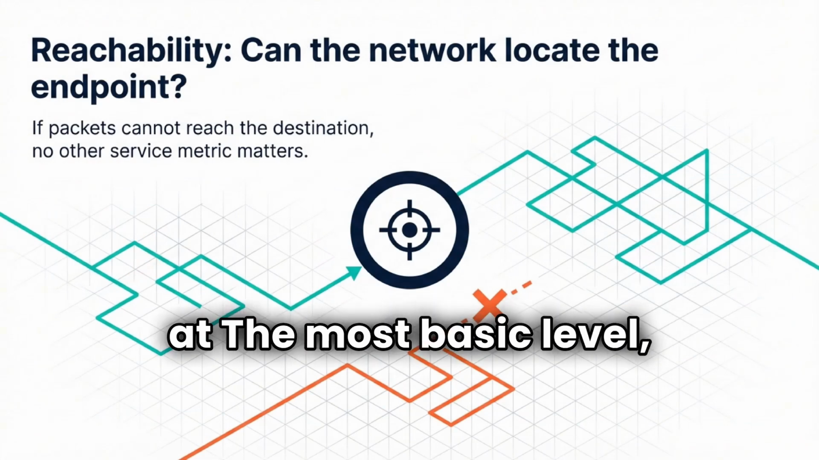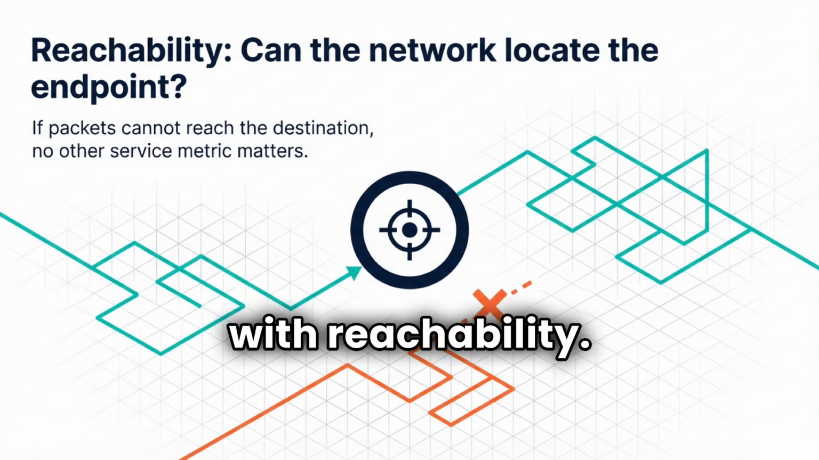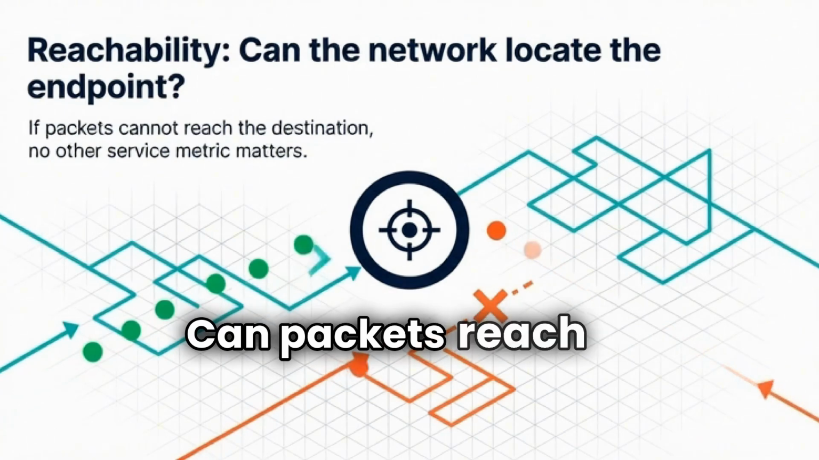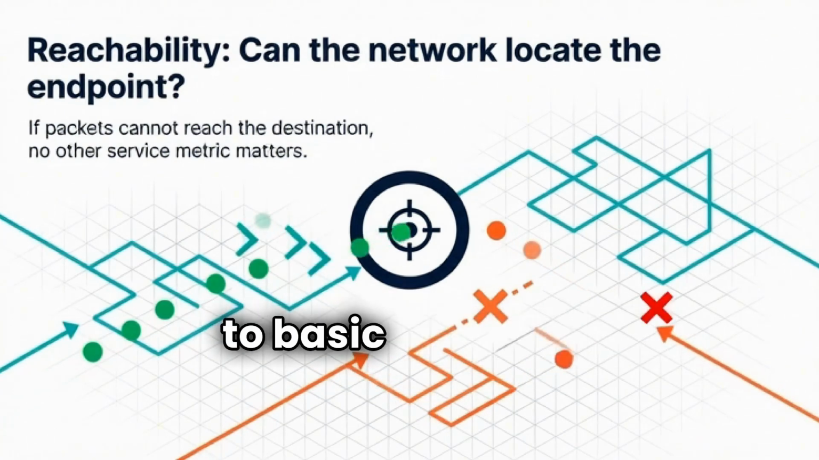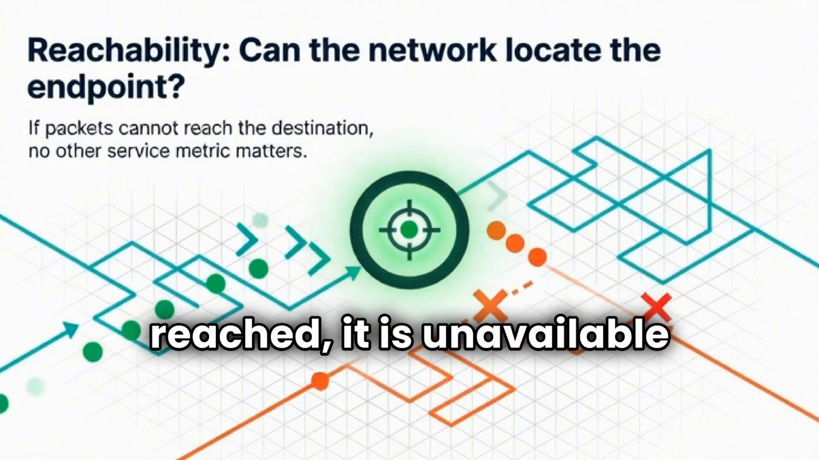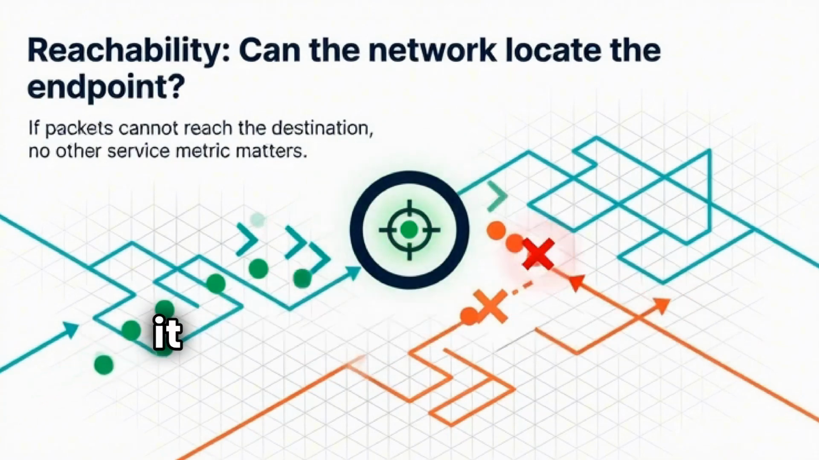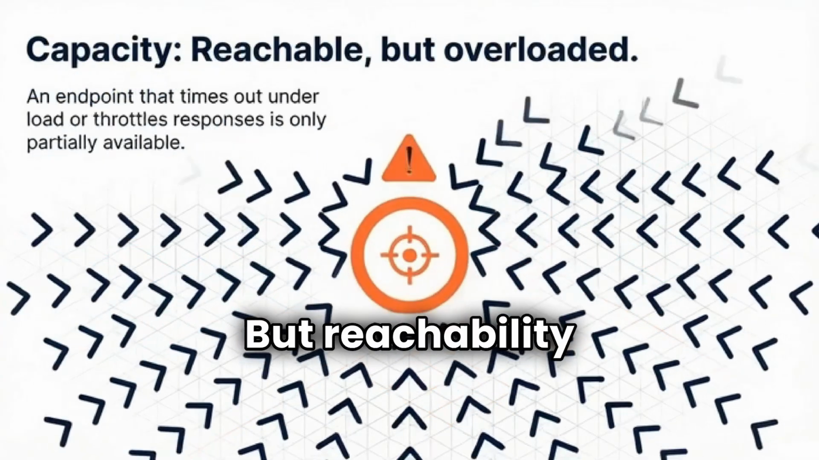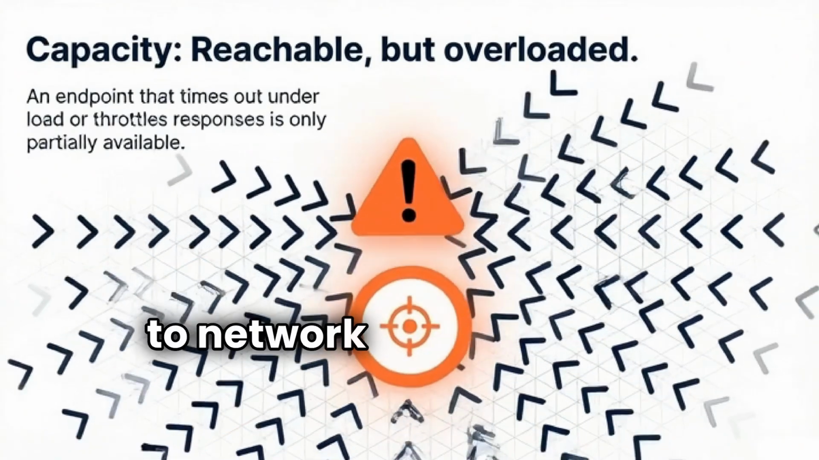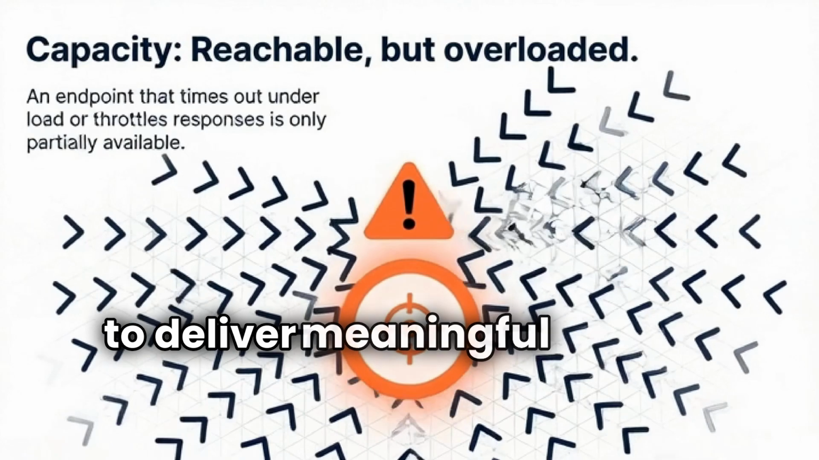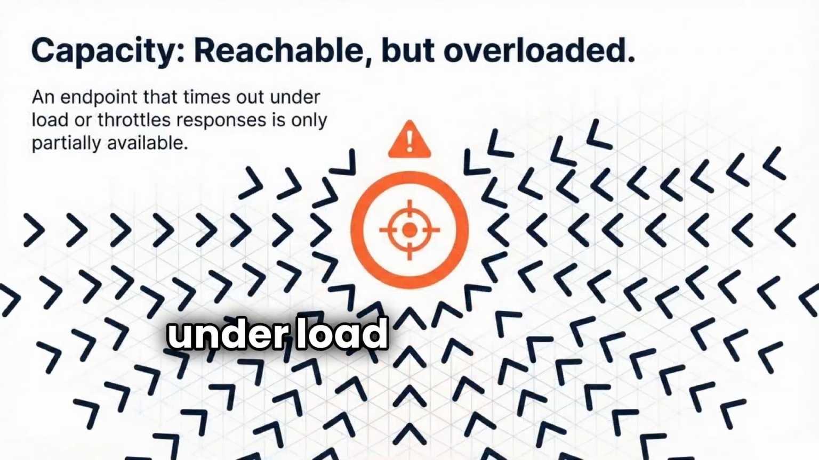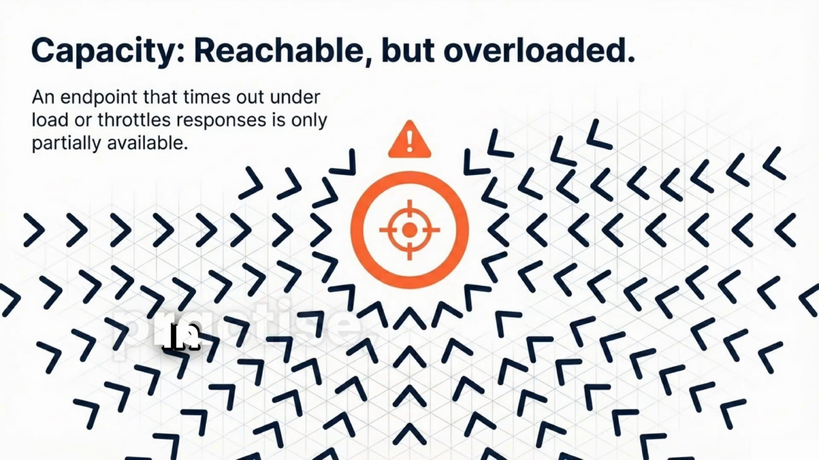At the most basic level, availability starts with reachability. Can the network locate the endpoint? Can packets reach it? Does it respond to basic requests? If the endpoint cannot be reached, it is unavailable, regardless of what services it is supposed to provide. But reachability alone is not enough. An endpoint may respond to network probes, but fail to deliver meaningful service. A server that accepts connections but times out under load is reachable, but not available in practice.